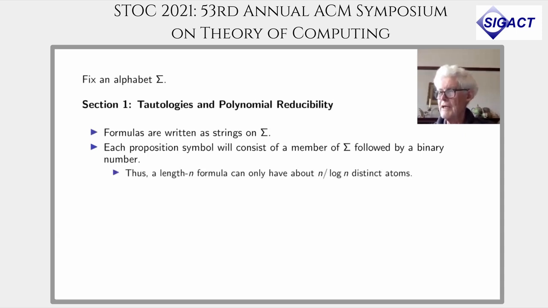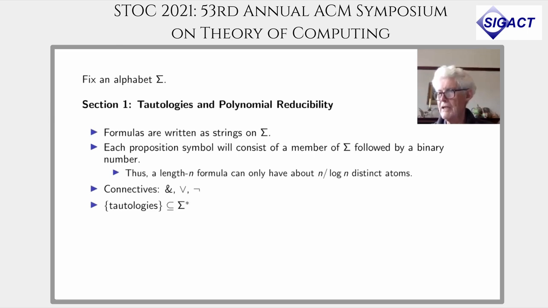A formula of length n can only have about n over log n distinct function and predicate symbols. The logical connectives are and, or, not. The set of tautologies, denoted by tautologies, is a certain recursive set of strings on this alphabet.